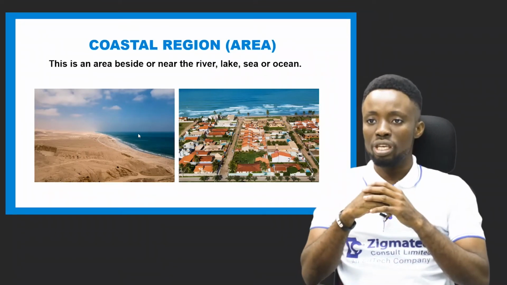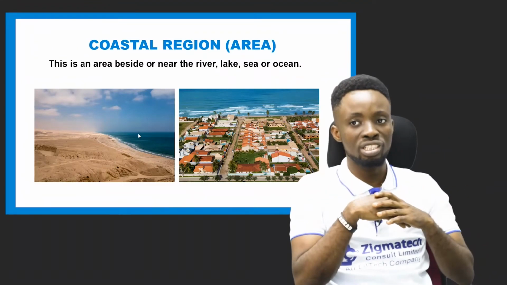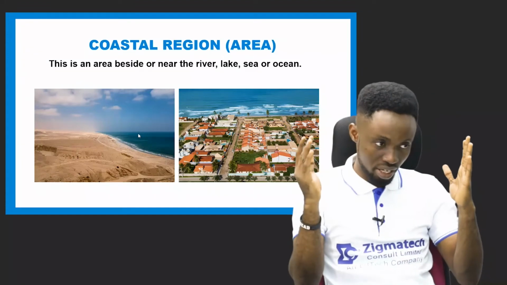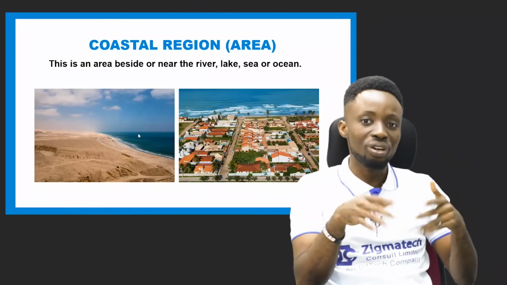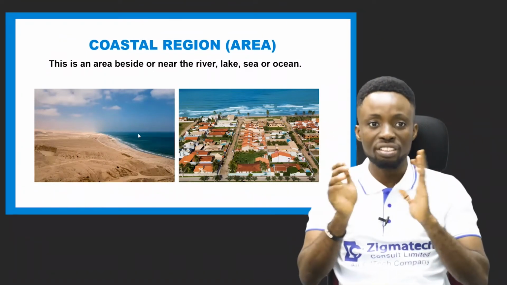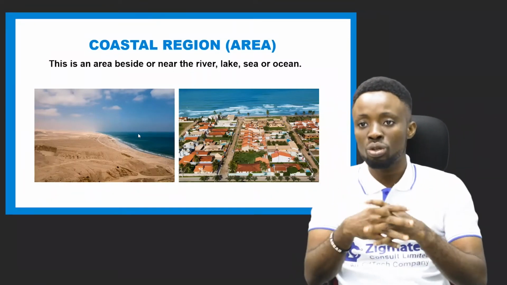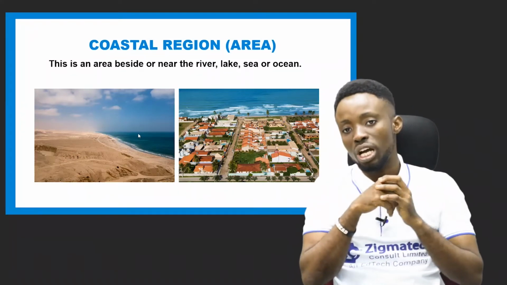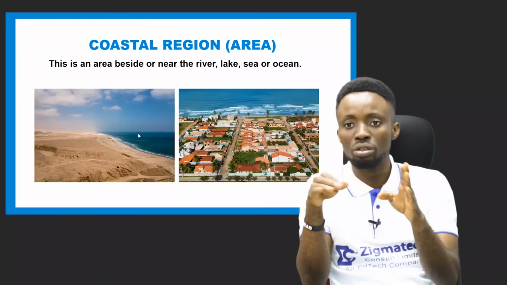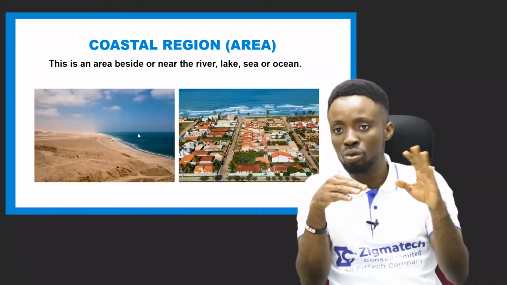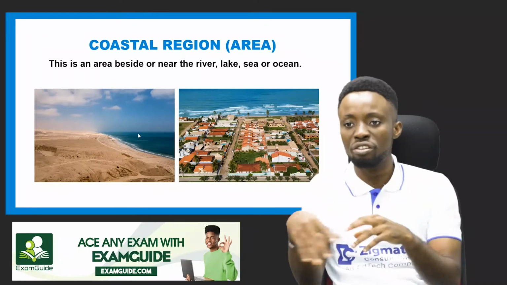So let's look at the coastal region. Now, when we talk about the coastal region, we're actually talking about any lowland area that is near or beside a river or a lake or a sea or even an ocean. So an area of land that is found close to places where we have these water bodies is called a coastal region. And we have them in the Niger Delta parts of Nigeria, and also in the southern parts of the west, and also in the southern part of the east of Nigeria.